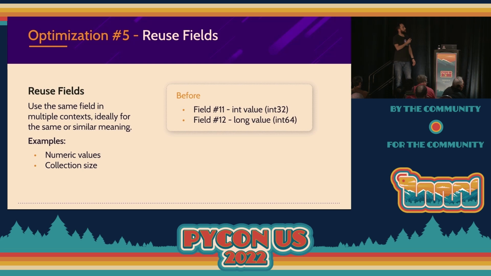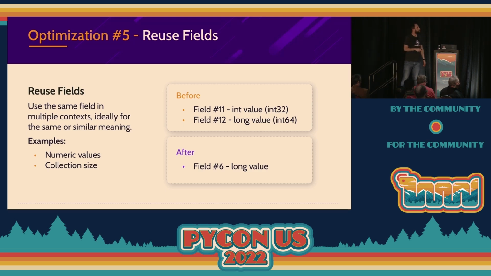We've done a lot of work around reusing fields. For instance, if you remember, we had field number 11, that was an int, field number 12, that was a long. Now, as I mentioned, Protobuf encodes numbers based on their size, not based on their type. So you can just use the same field for a number without spending too much around it.